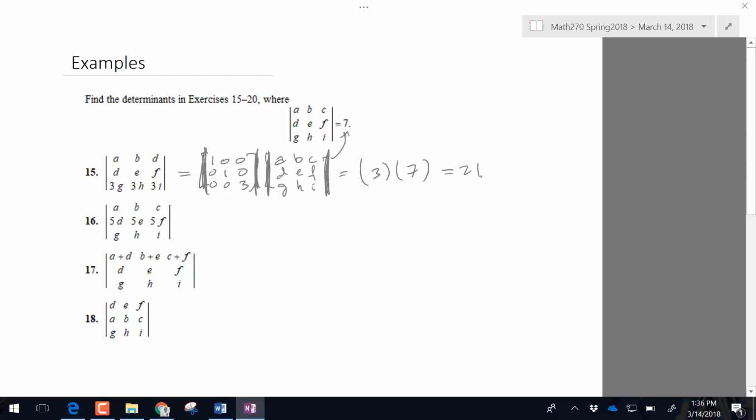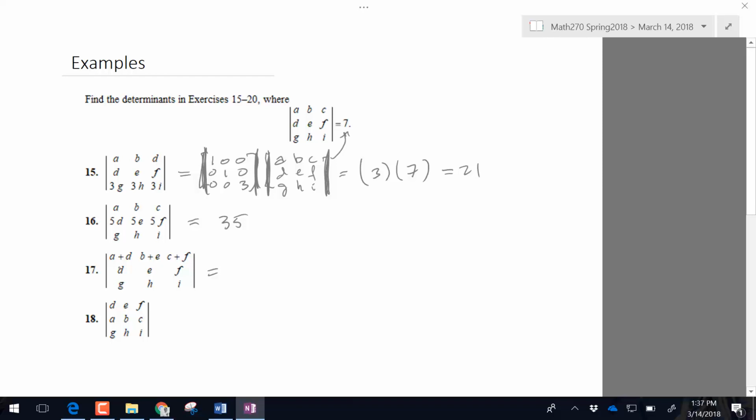Seems really easy, huh? No, it's easy. All right, 17. What happened in 17? Yeah, I don't know. Did we switch any rows? Yeah, we just scaled one row, and so.